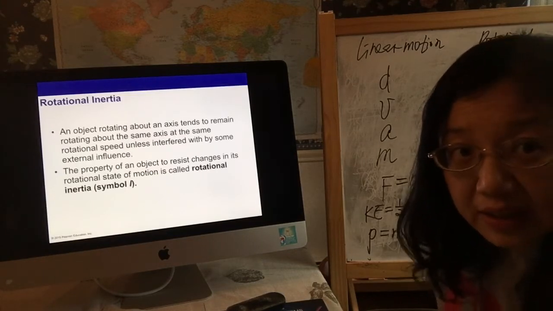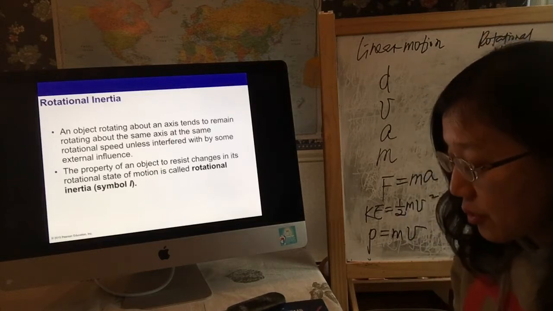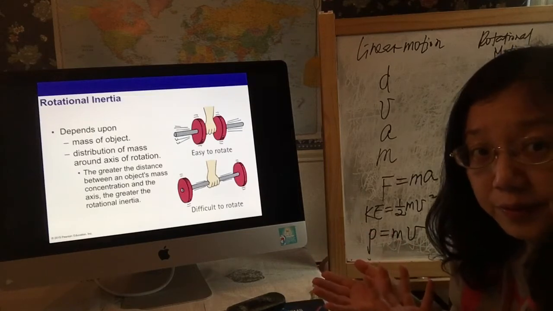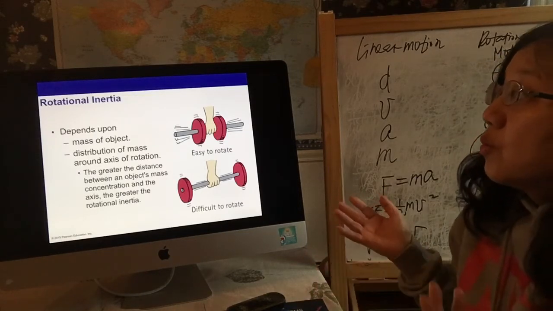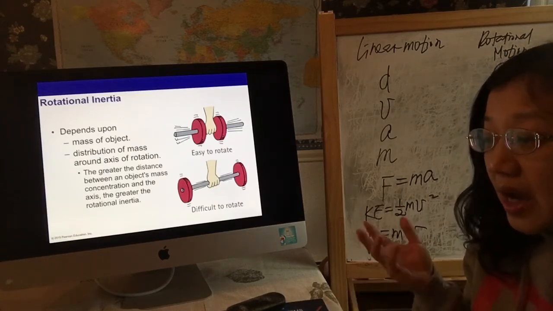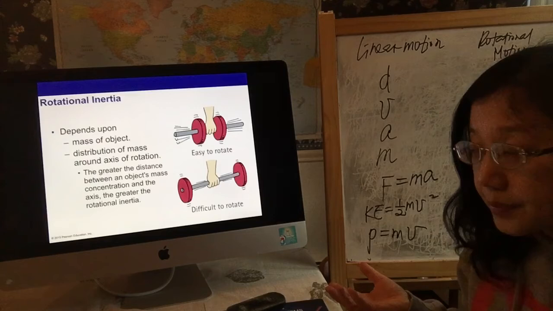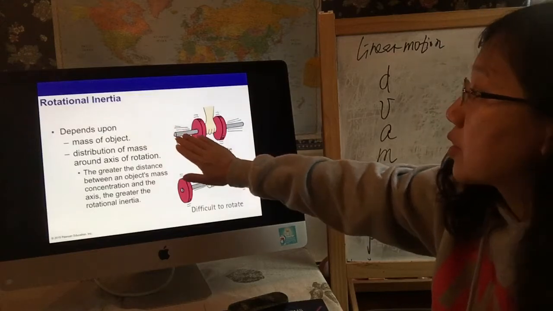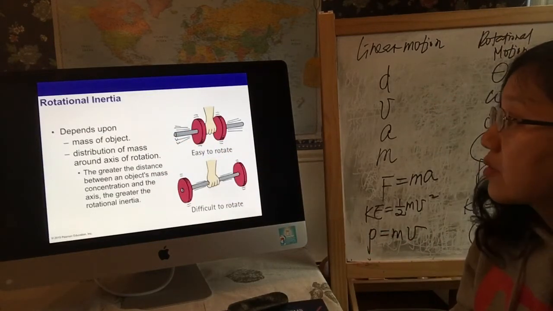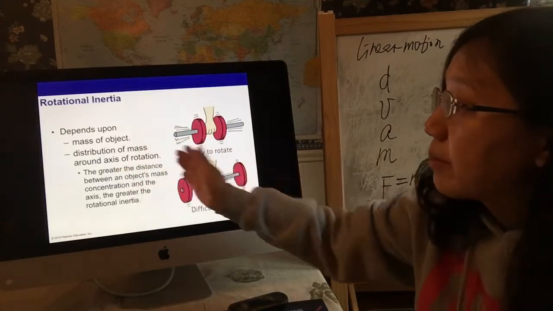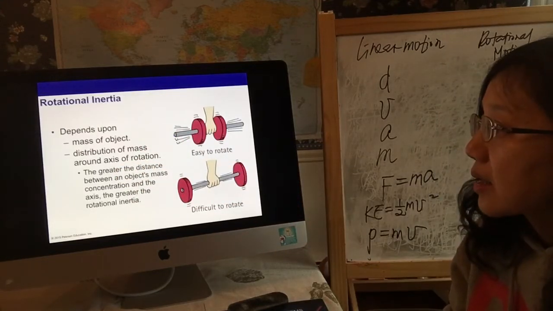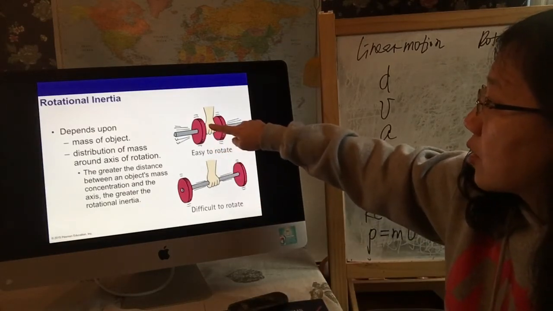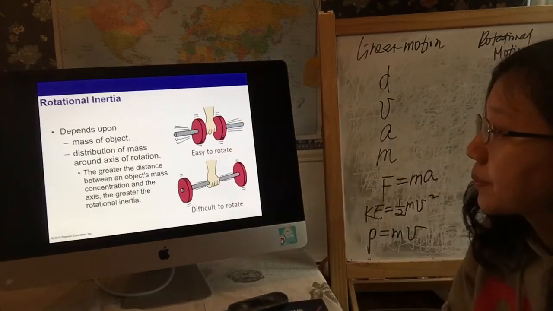If something's rotating, it's going to keep rotating because of rotational inertia. But rotational inertia is different from inertia because when we talk about rotation, sometimes we have to consider the shape of the object. If you look at this slide, the rotational inertia depends not only on the mass of the object, but also on how the mass is distributed around the axis of rotation. So if you look at these two examples, this is going to be much easier to rotate than this one.